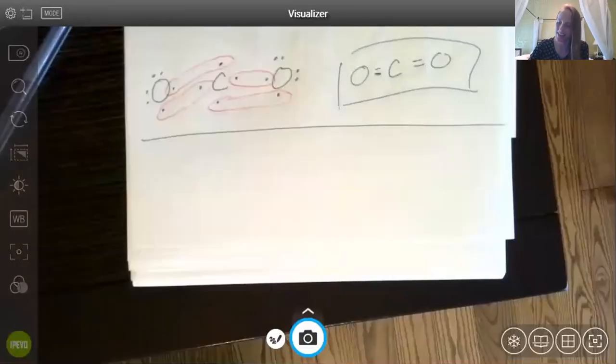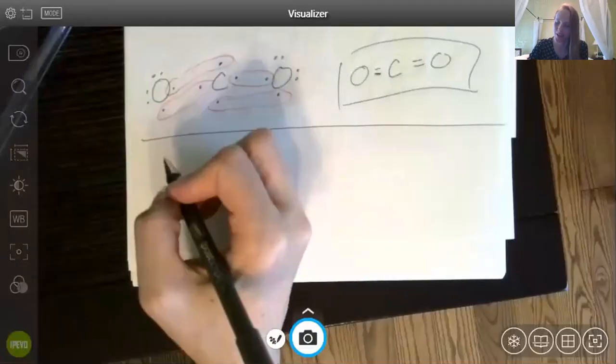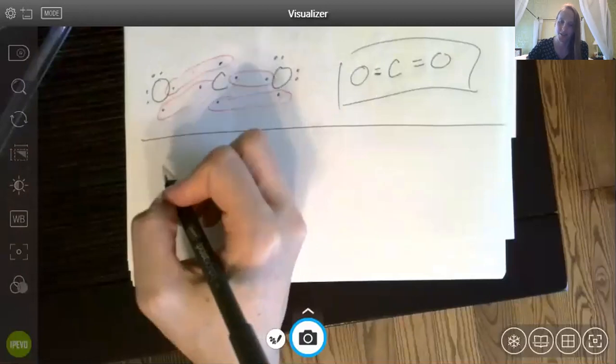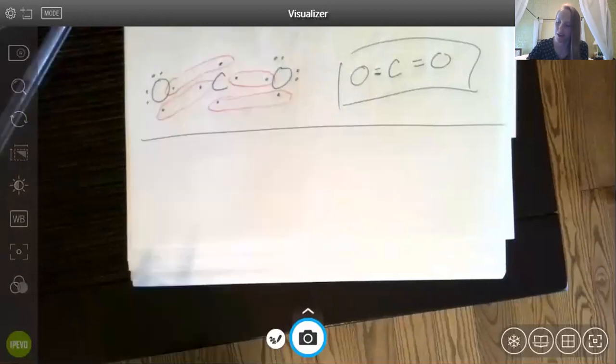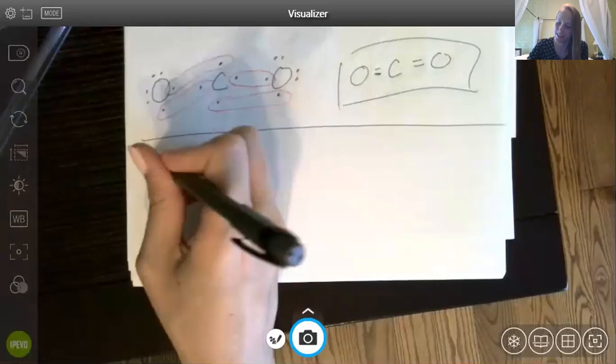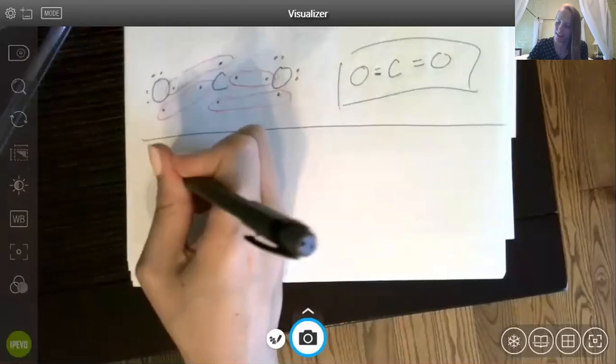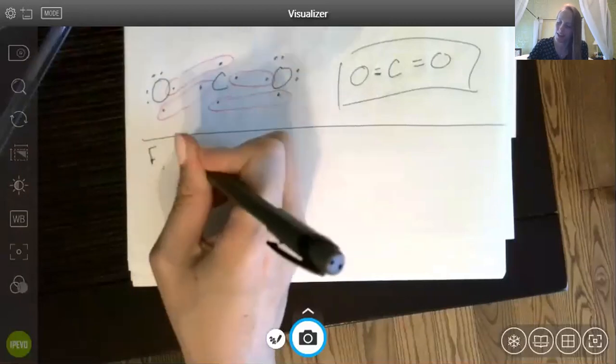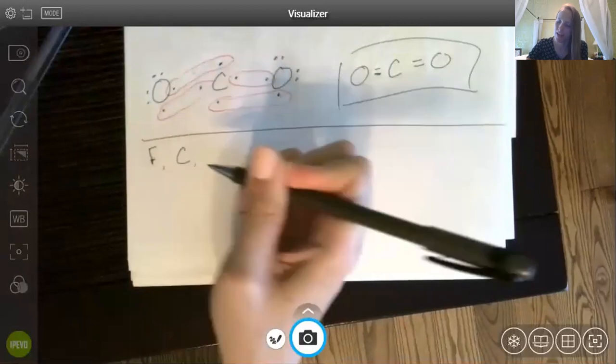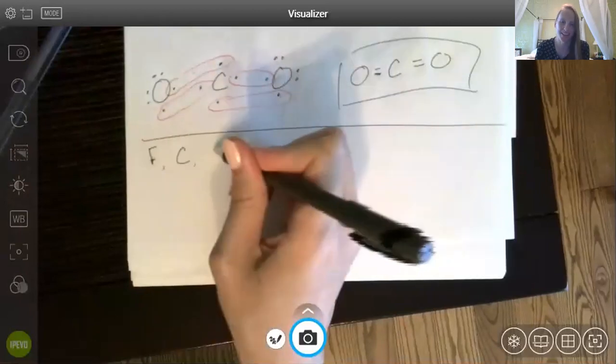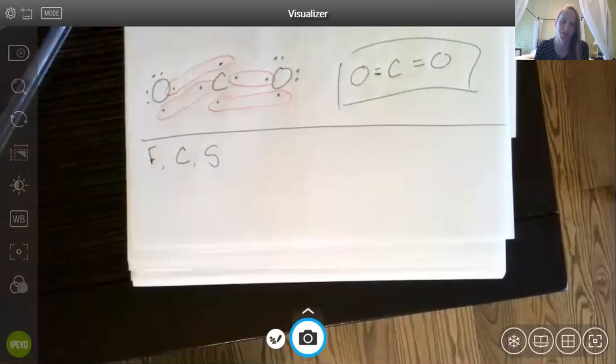As one last practice question, I would like you guys to try drawing out the structural diagram for a molecule that includes both fluorine, carbon, and sulfur, and see if you can figure out how that would be arranged. I want the simplest molecule possible for this. So try it and then come back to the answer.